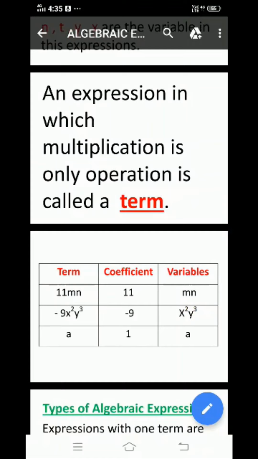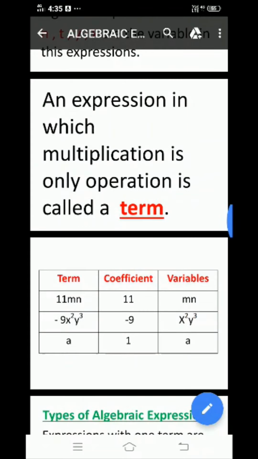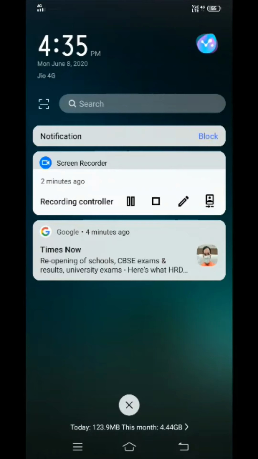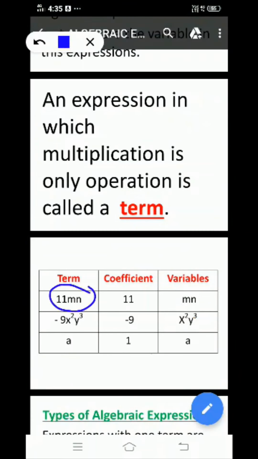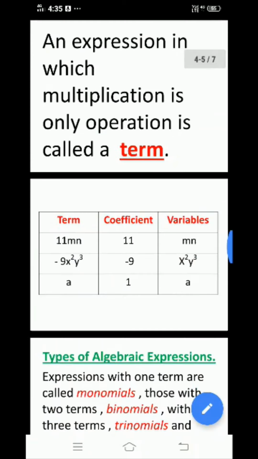Now I will explain which is the coefficient and which is the variable in each term. In this term, 11 is the coefficient and mn is the variable. In this term, minus 9 is the coefficient and x square y cube is the variable. If no number is mentioned, then the coefficient is always 1. So 1 is the coefficient and a is the variable. You can change the value of a variable. Variable means not fixed, it can be changed.